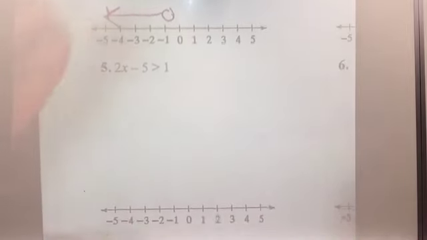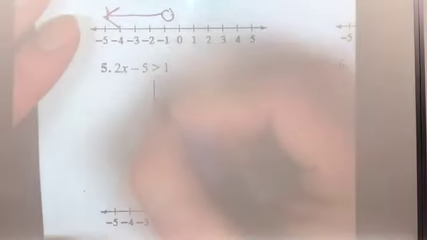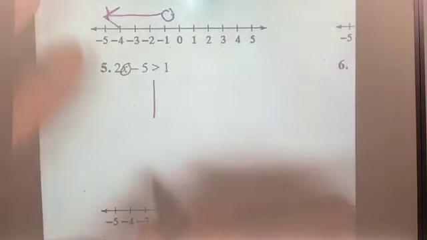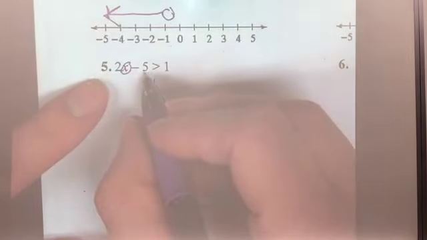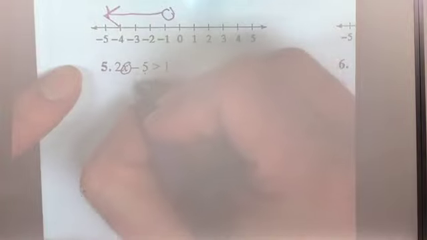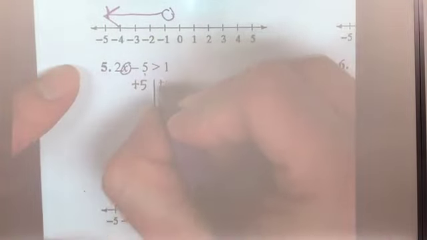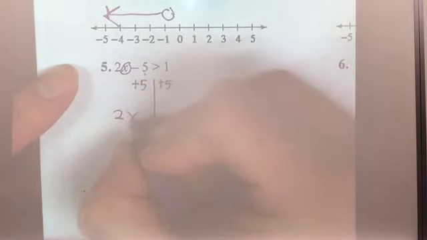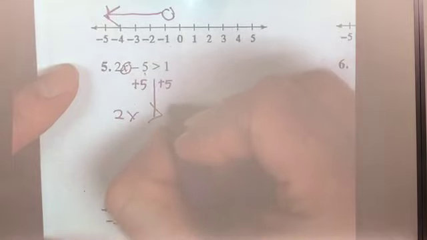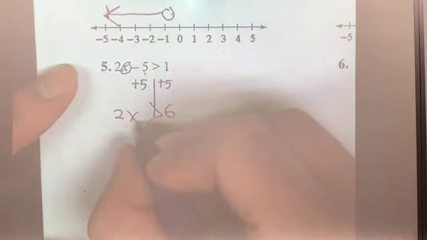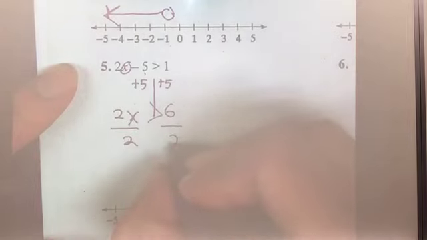Number 5. I draw my line. I find my variable. I want to go after the one that's by itself. I've got a minus 5, so I'm going to add 5 to both sides. So 2x is greater than 6. Divide both sides by 2. X is greater than 3.